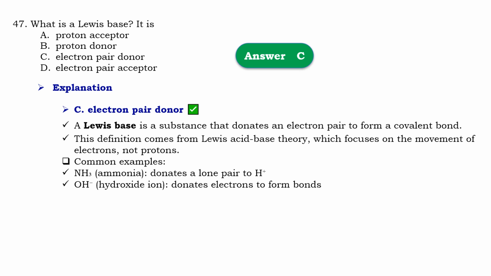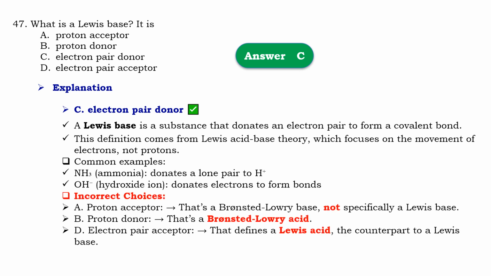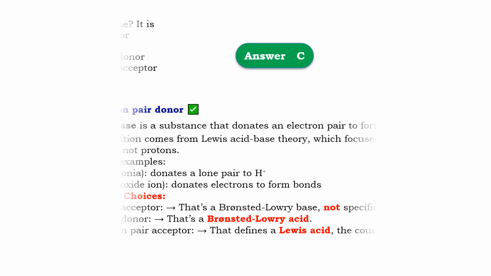Hydroxyl ion also donates electrons to form bonds, so that you see it perfectly. And when we look at the other, incorrect options: option A, proton acceptor, is a Bronsted-Lowry base, not specifically a Lewis base. Option B, proton donor, is a Bronsted-Lowry acid, not a Lewis base. And option D, electron pair acceptor, is the definition of a Lewis acid, the counterpart to a Lewis base. So that you perfectly see.